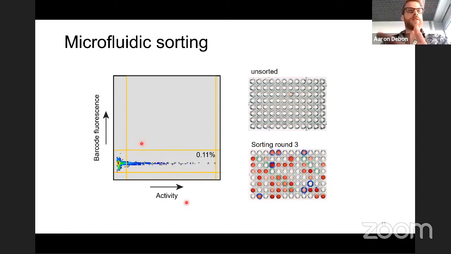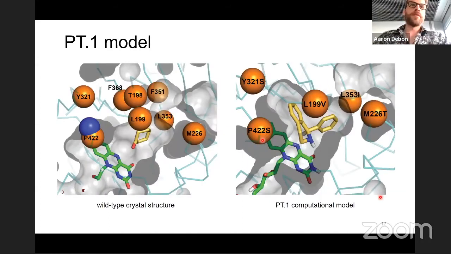On the right-hand side, you can see a plate assay of the unsorted library. As you can guess, it's very unlikely to find a very active clone out of 1 million clones. Here, after three rounds of enrichment, we find many active clones. We picked the most active clone off of this plate and analyzed it. We sequenced it and found that it had 5 mutations.